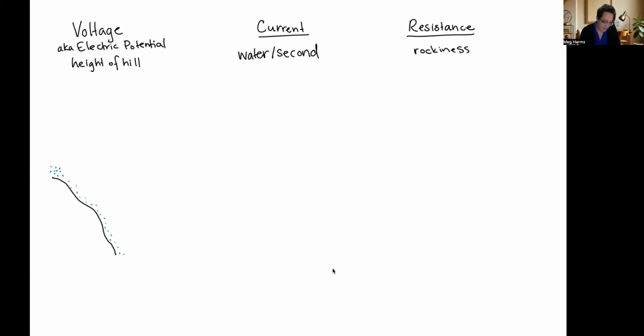So the exact same is true when we're looking at a circuit. In a circuit, the voltage is delivered to us by the battery or the wall outlet.